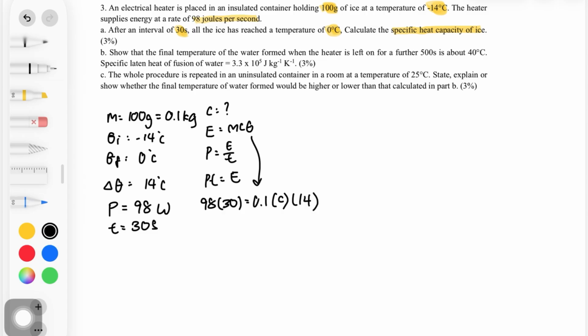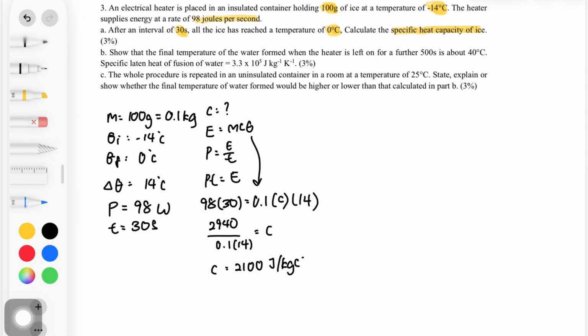Okay, so 98 times 30, let me calculate, we get 2940, and divided by 0.1 and 14 degrees Celsius equals C. So our C equals 1200. The unit for C is joule per kg per degree C. Okay, so this is your answer for part A.